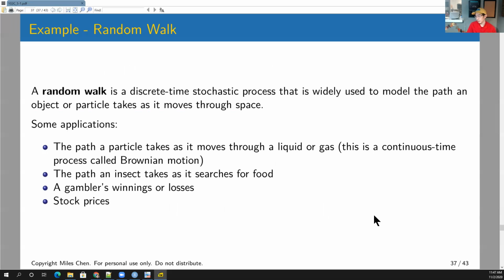All right. So the random walk, again, is another discrete time stochastic process. We can use it to model the path of an object or particle through space. Brownian motion, which I think was one of Einstein's first papers, is like a particle moving through liquid or gas. That can be treated as a random walk. We can think of the path an insect takes as a random walk. Gamblers' winnings or losses, or stock prices, can be treated as random walks.